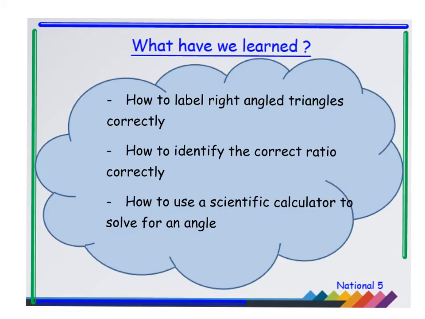So what have we learned? We've reminded ourselves actually how to label right angle triangles correctly. We've learned how to identify the correct ratio again and how to use a scientific calculator to solve for an angle. And we've talked about that extra step as well to the working.